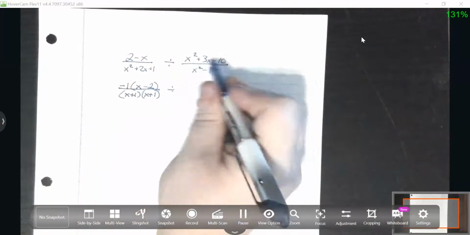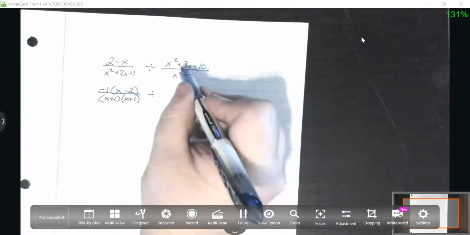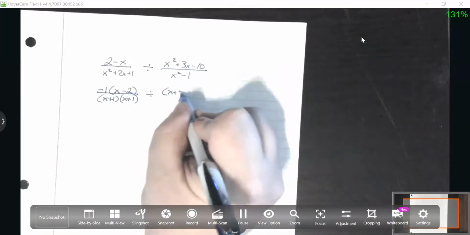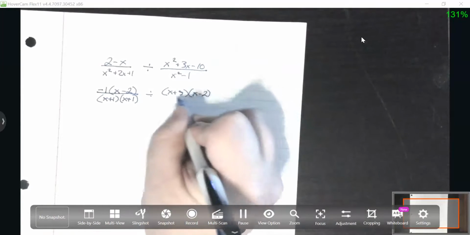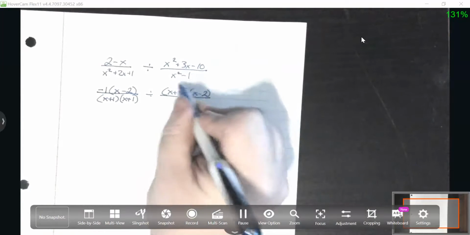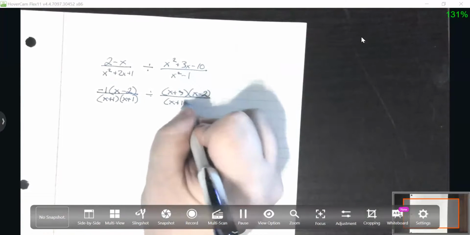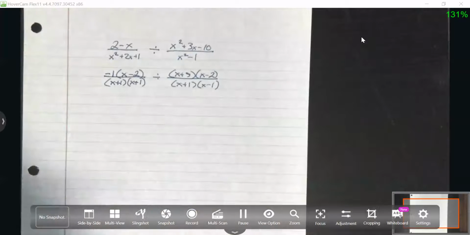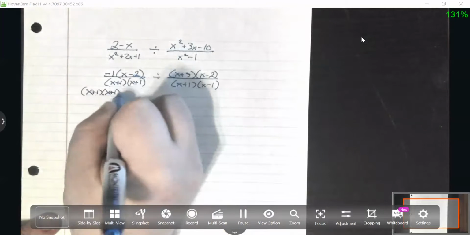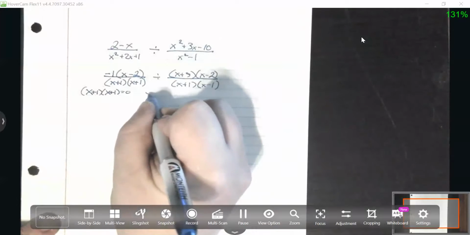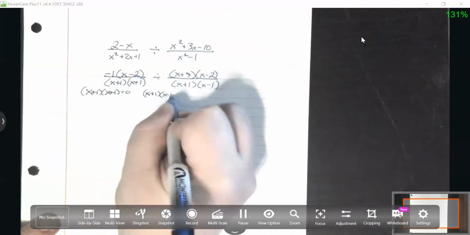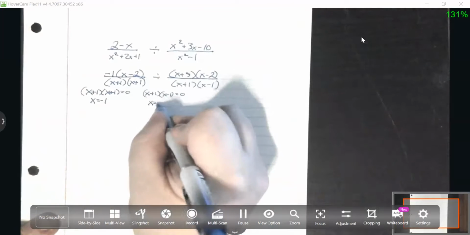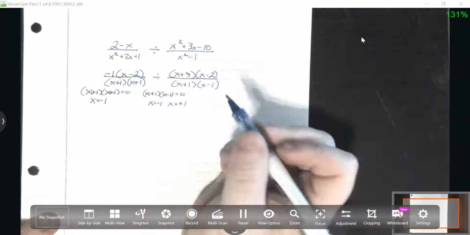All right, we'll factor the top over here. So -10, still giving us a 3, so that's going to be x plus 5, x minus 2. Now on the bottom, this is a difference of squares from Algebra 1, so that's x plus 1, x minus 1. Okay, so we factored everything. We're going to take our denominators and set them equal to 0. So I have x plus 1 times x plus 1 equals 0, and x plus 1 times x minus 1 equals 0. So that gives me x equals -1, x equals -1, x equals +1.